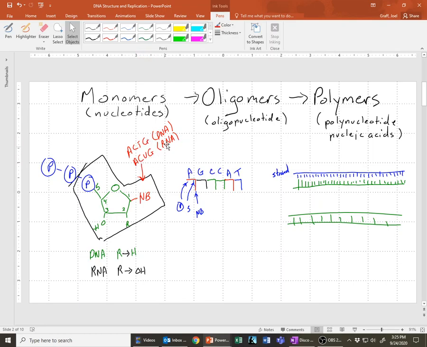Nearly the same four letters are used for RNA, but one difference you can see is where in DNA we had a thymine, in RNA we have a uracil. So A, C, U, and G are the letters.